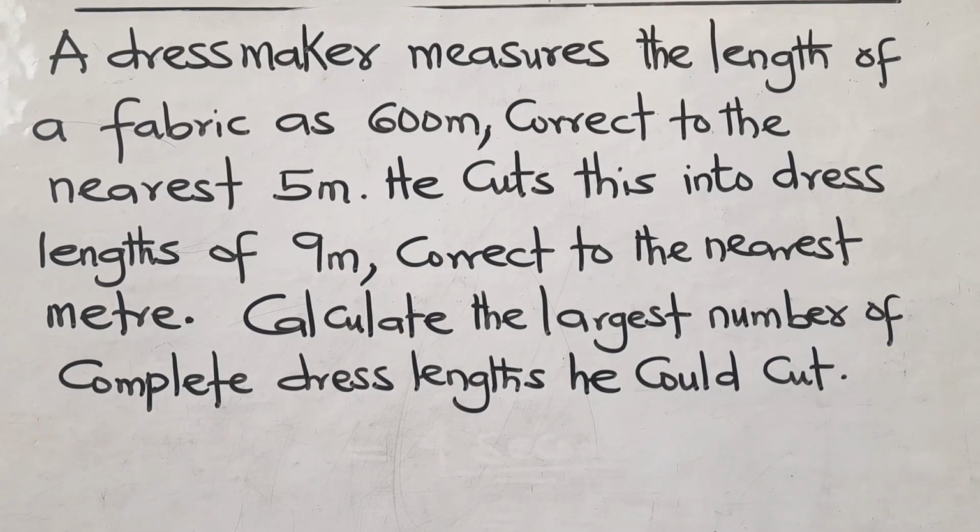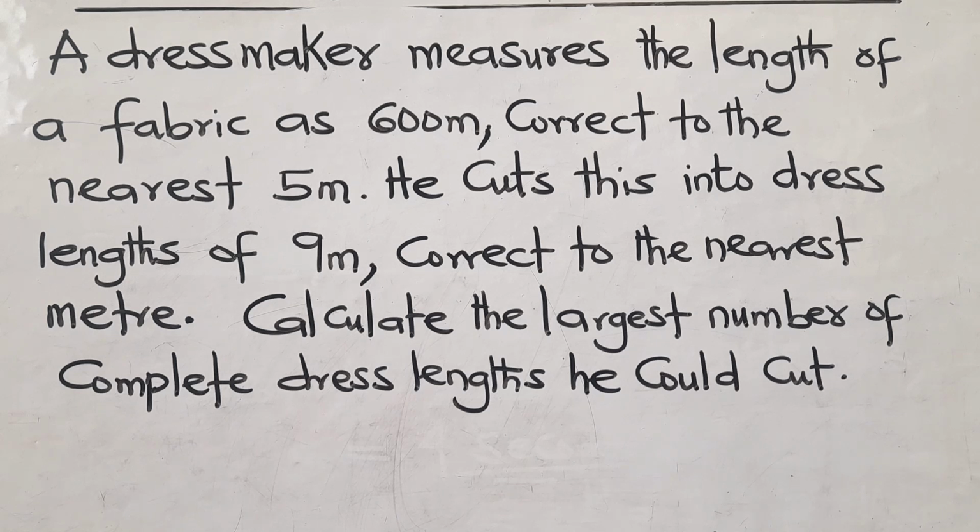Now let's see this question. A dressmaker measures the length of a fabric as 600 meters, correct to the nearest 5 meters. He cuts this into dress lengths of 9 meters, correct to the nearest meter. Calculate the largest number of complete dress lengths he could cut.